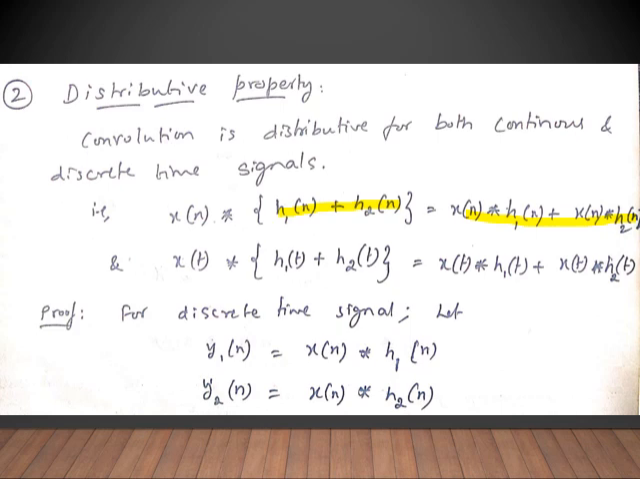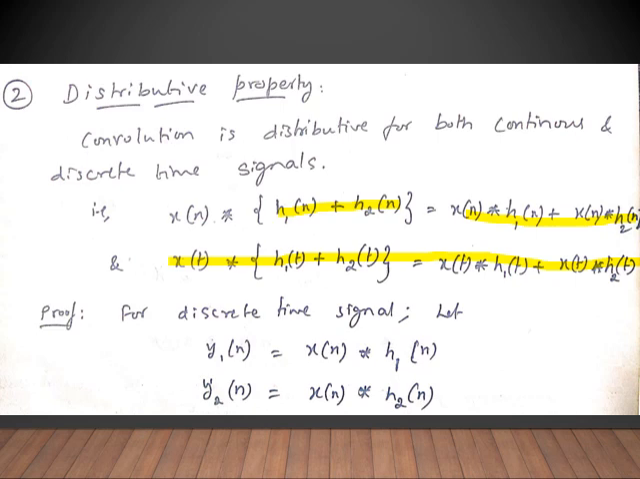For the continuous case, the distributive property is represented by this equation: x of t convolved with h1 of t plus h2 of t is equal to x of t convolved with h1 of t plus x of t convolved with h2 of t. For the proof, I'll start with the first one, that is the discrete time signal.